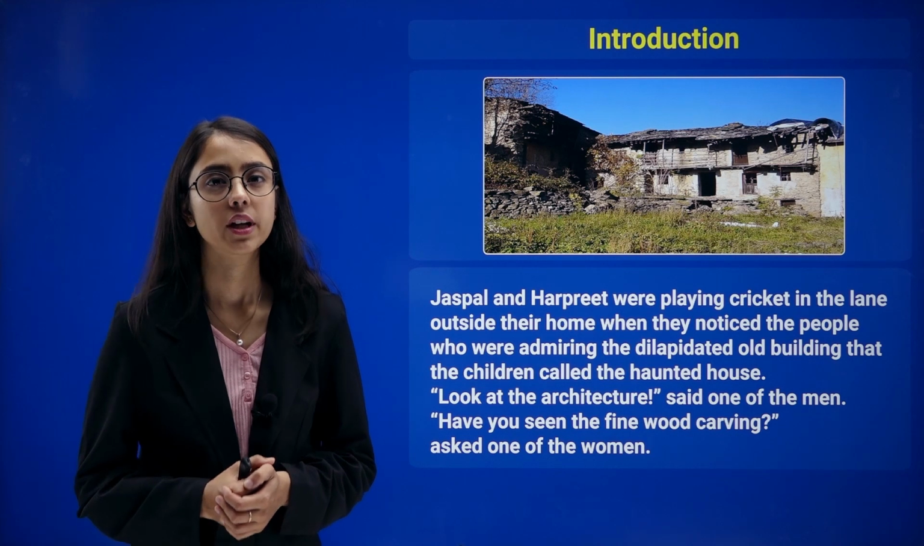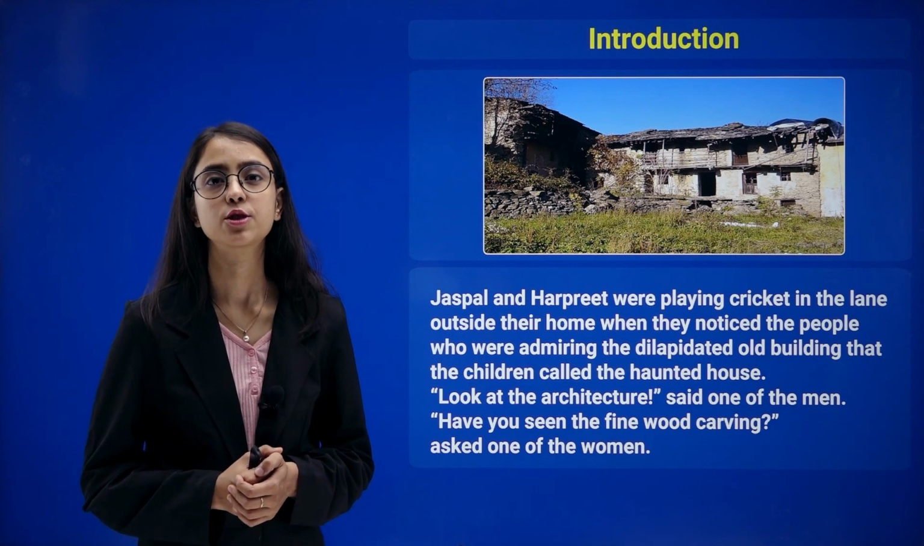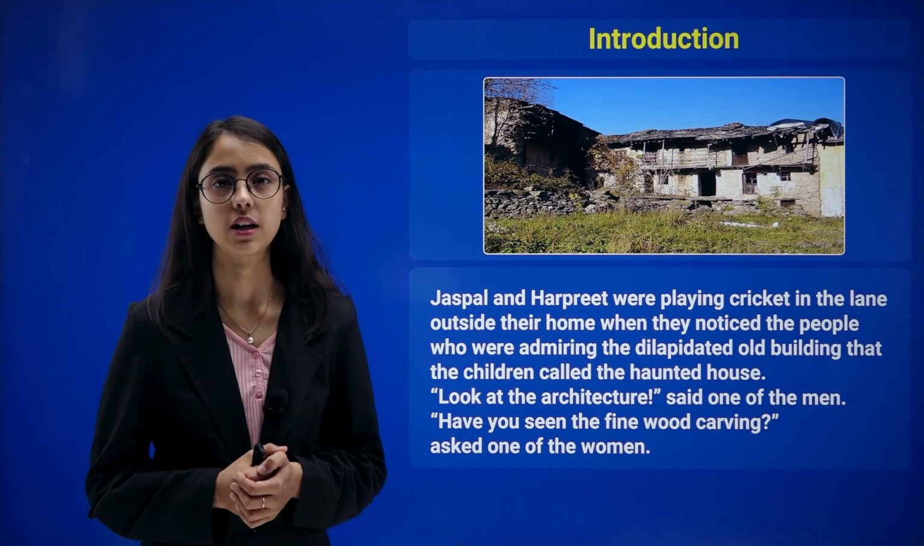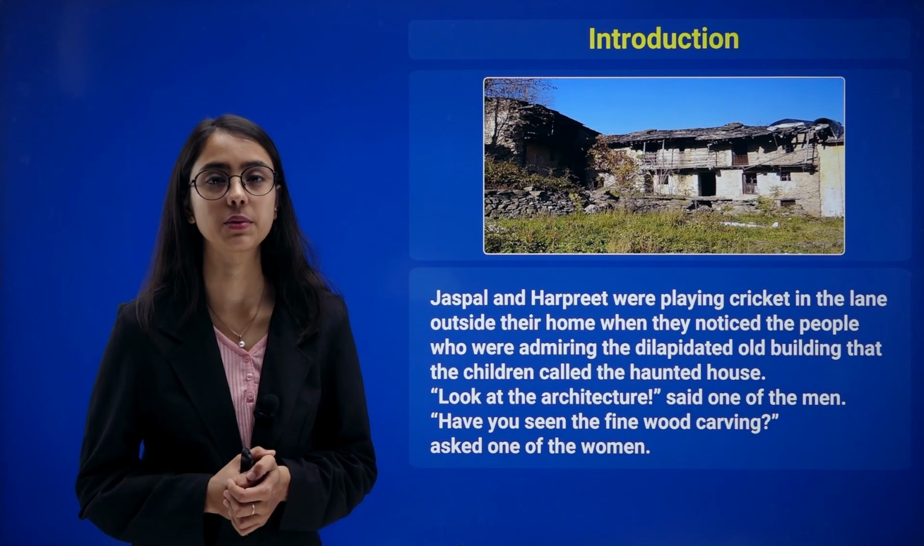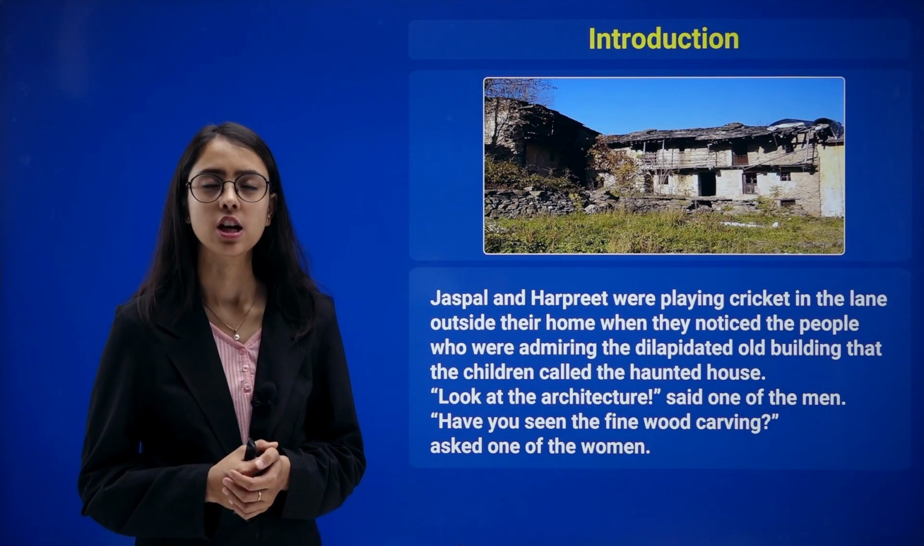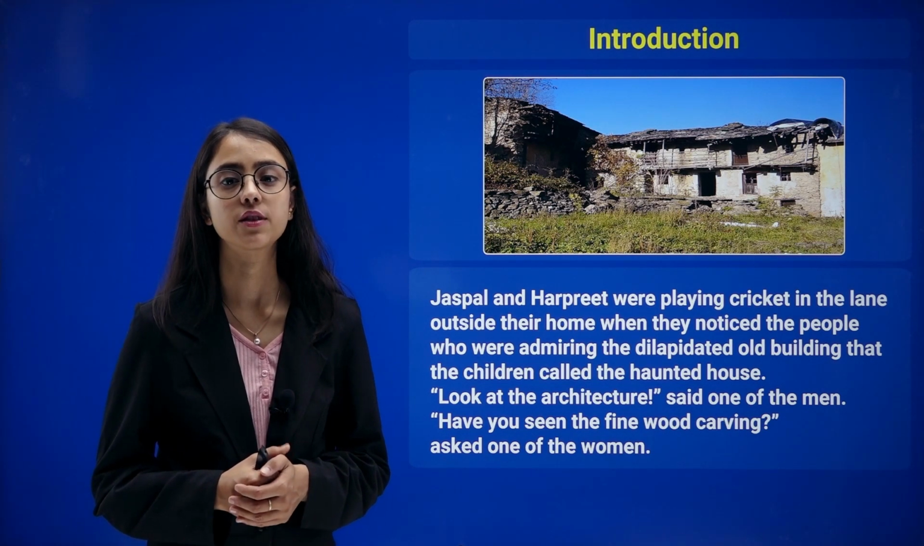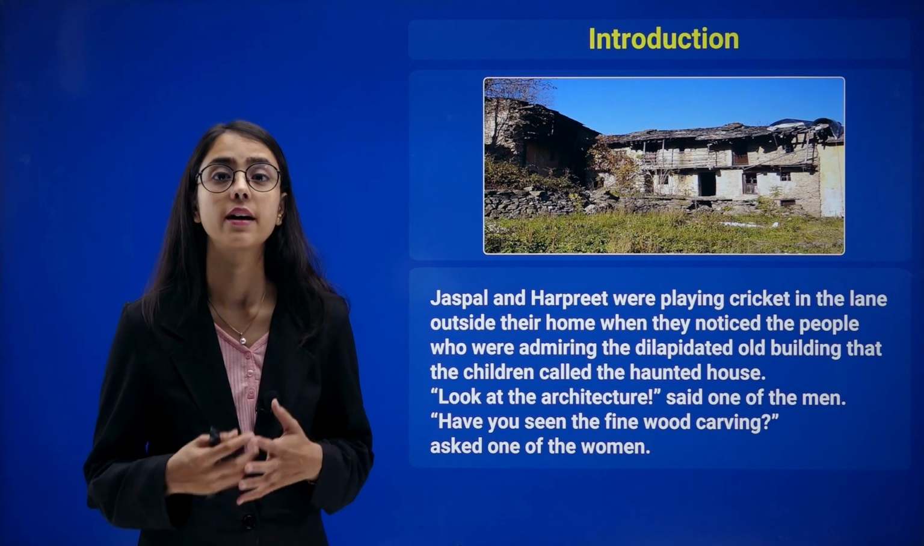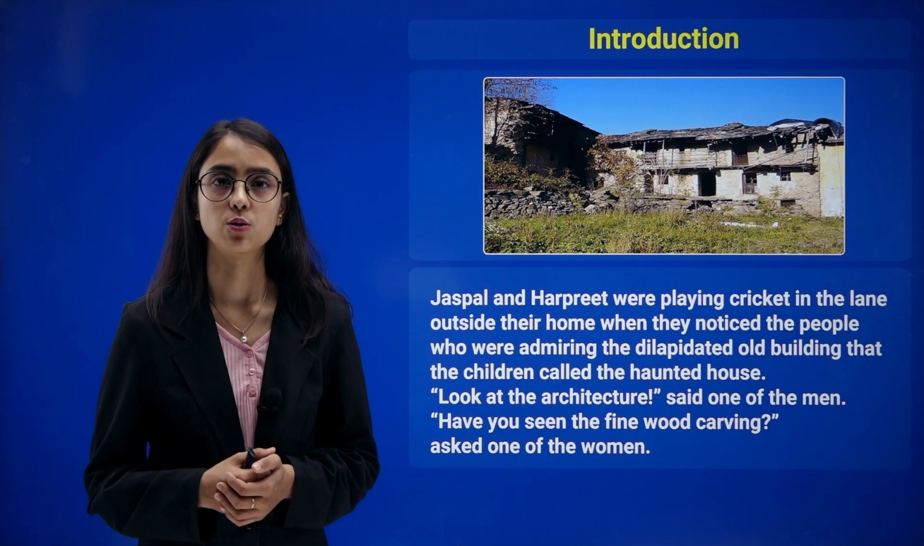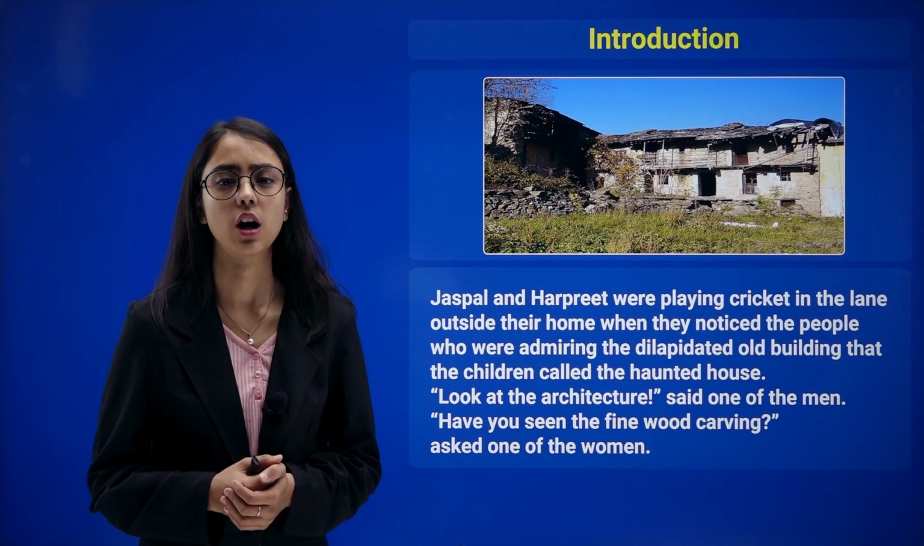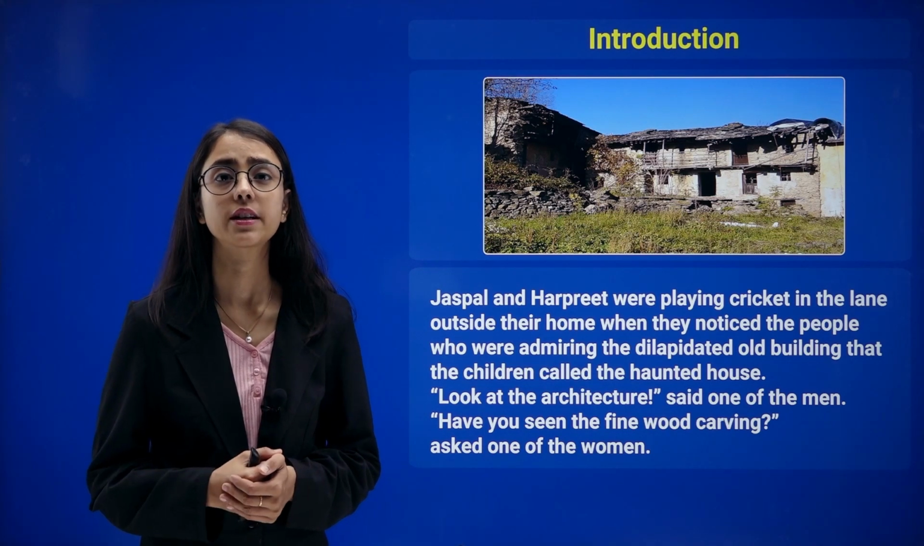So to begin with the chapter, let's have a look at the story of Jaspal and Harpreet. Jaspal and Harpreet are two young boys who were playing cricket outside their house. Soon, while playing, they observed people admiring a dilapidated, broken down house, and the children were calling it a haunted house.